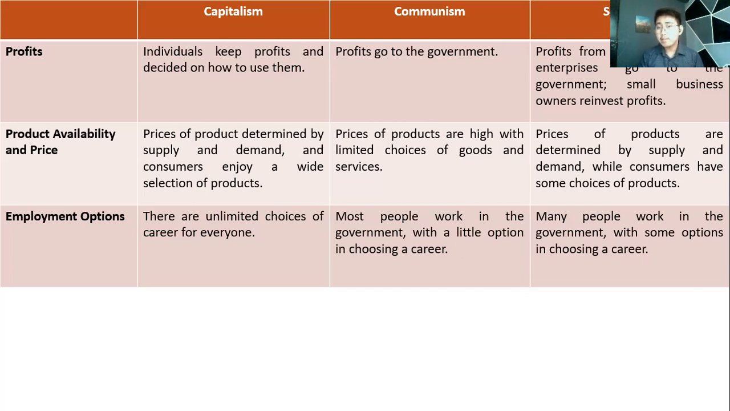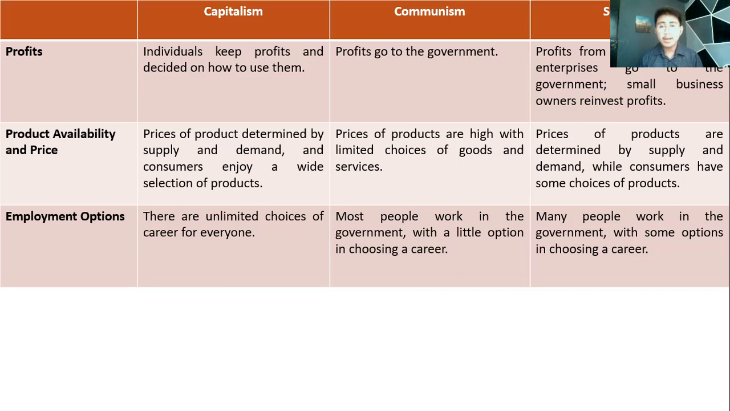While yung socialism naman, profits from government-owned enterprises go to the government while the small business owners reinvest their profits. Okay? While sa product availability and prices naman, prices of products are determined by the supply and demand and consumers enjoy a wide selection of products. So dito, there are wide selections of products since there are a lot of individuals who own the businesses.